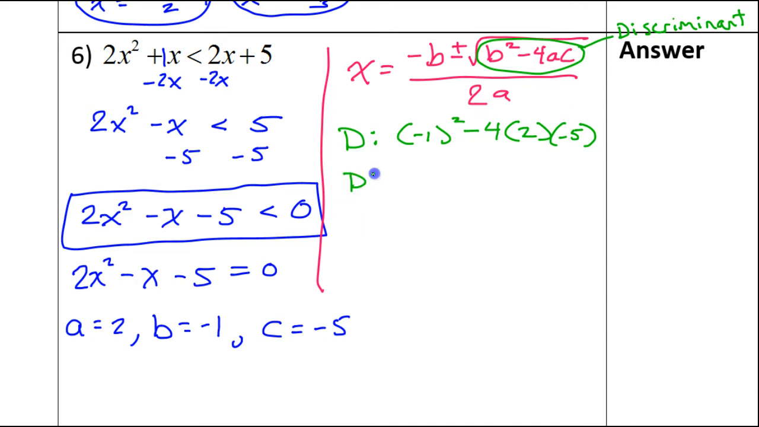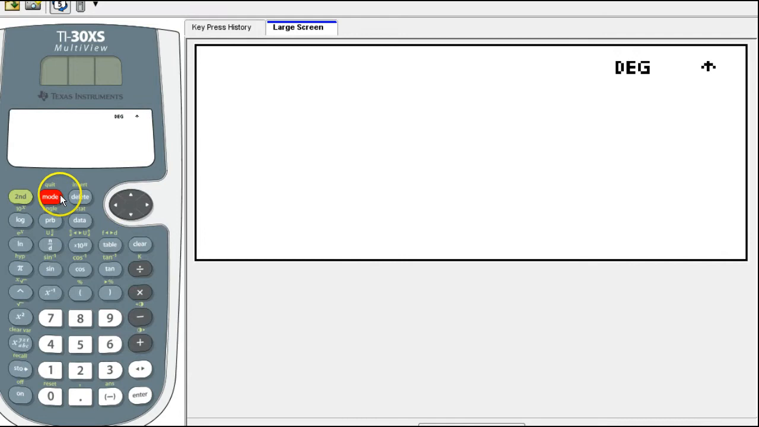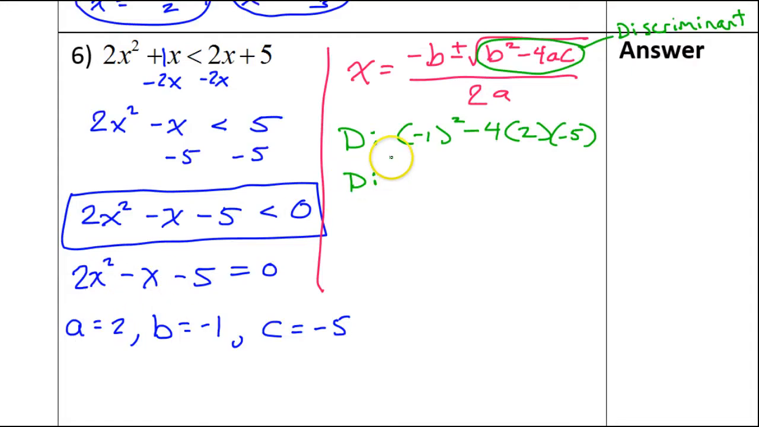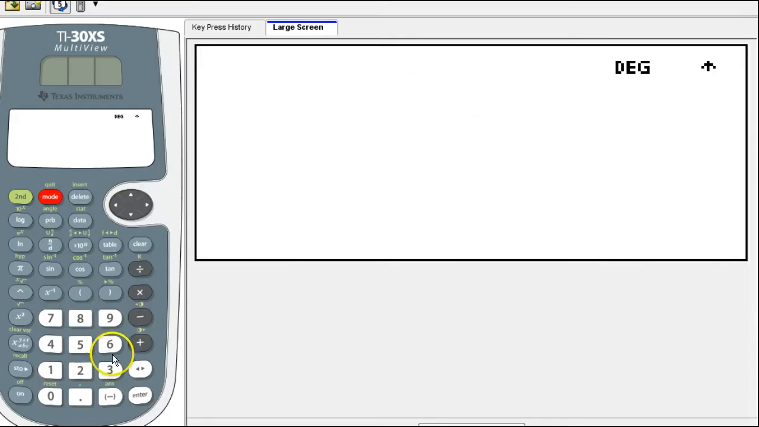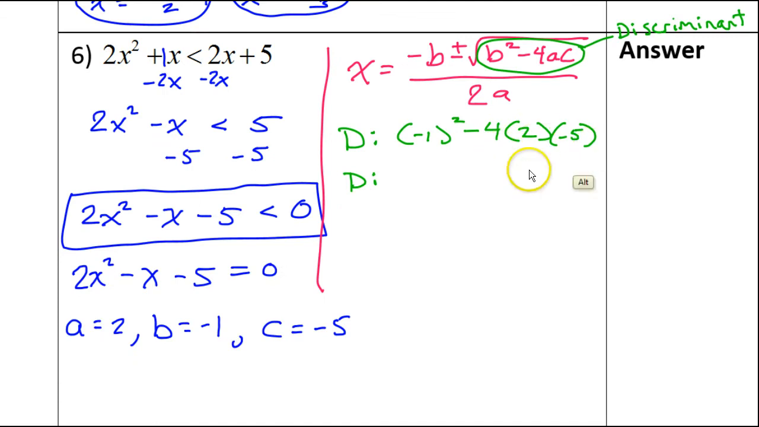So my discriminant, I can easily do this in my head, but many students will benefit from using the calculator, and I want to make sure your work is correct. So do what you've got to do to get the correct answer, including typing this in if you need to. So if we did negative 1 squared minus 4 times 2 times negative 5.